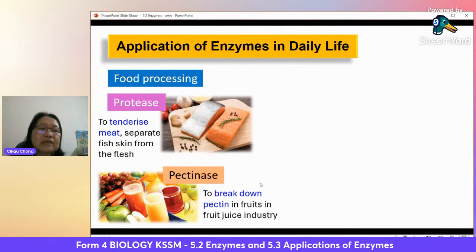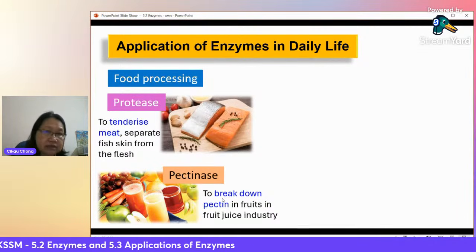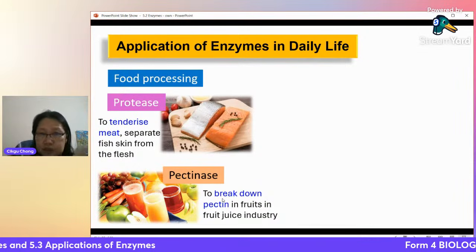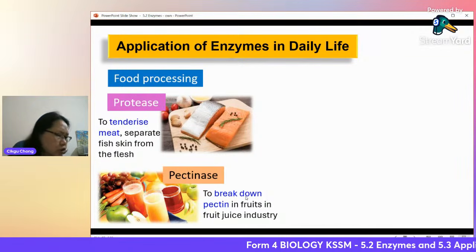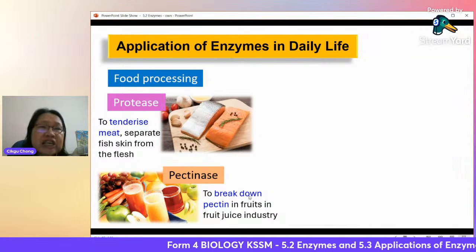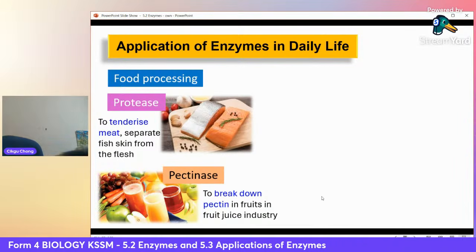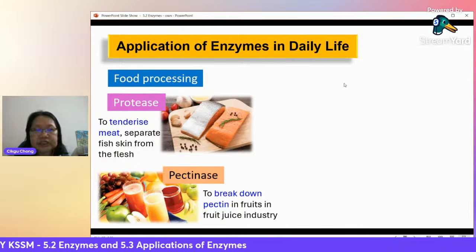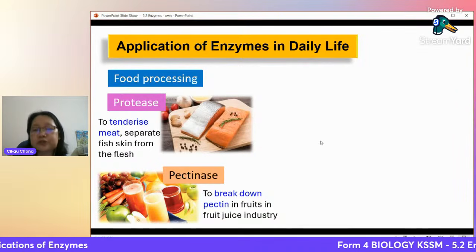Pectinase, this is to break down pectin. Pectin is a substance in the cell wall. So if you break down the pectin, all right, the juice that you produce is not so murky, not so cloudy. Okay, it's not so cloudy, so you get clear juices in your fruit juice.